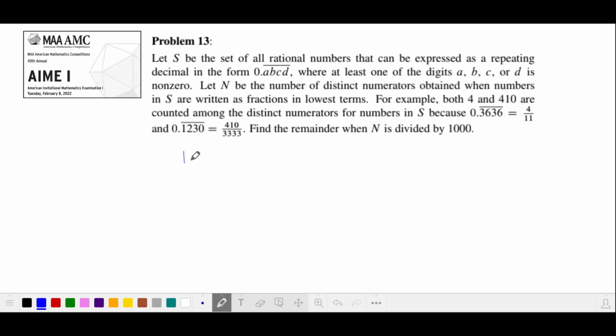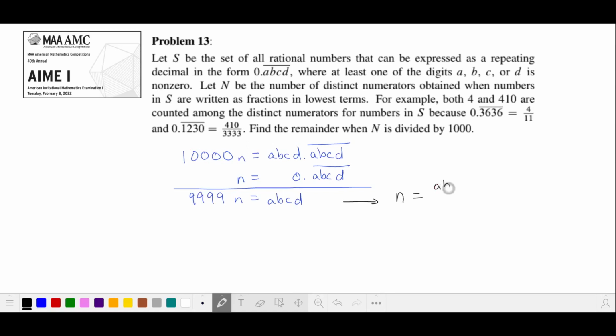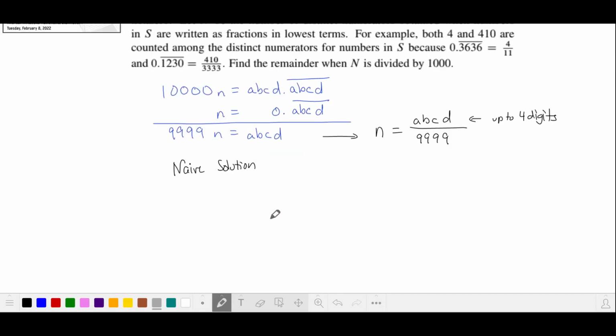First, we'll rewrite our repeating decimal as a fraction in the usual way. Dividing, we get that our number is a fraction with a denominator equal to 9999, and our numerator has up to 4 digits. Let's consider first a naive solution to the question of how many numerators we can have.